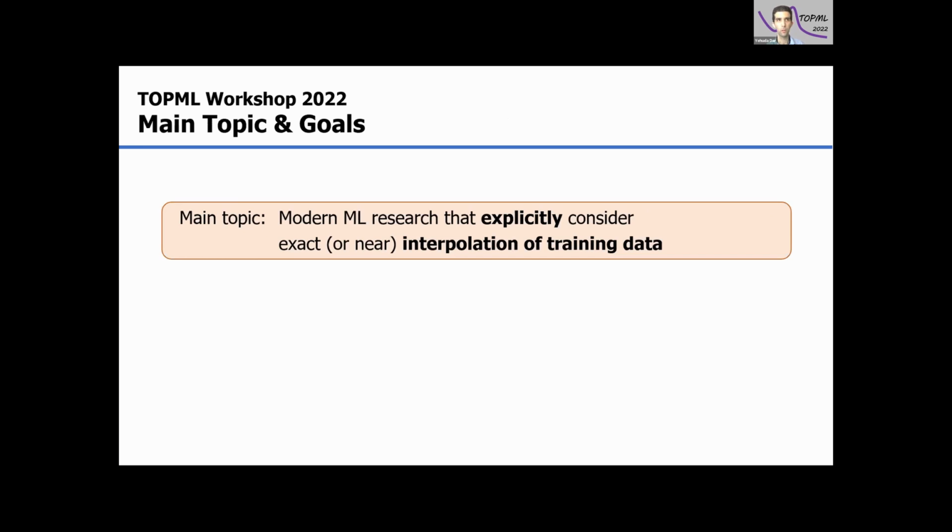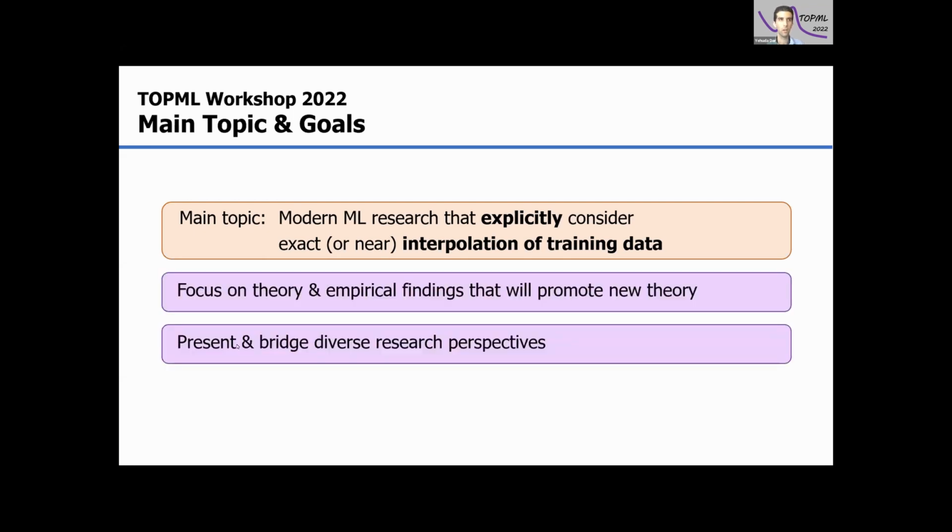About our workshop. So our workshop is focused on the understanding of over-parameterized machine learning in the sense that we are interested in studies that explicitly consider exact or near interpolation of training data. We are mainly interested in theory, but also in empirical findings that can promote new theory and new aspects of foundational understanding. We also welcome diverse research disciplines and perspectives and encourage discussion among them.